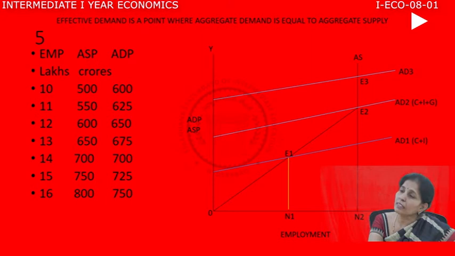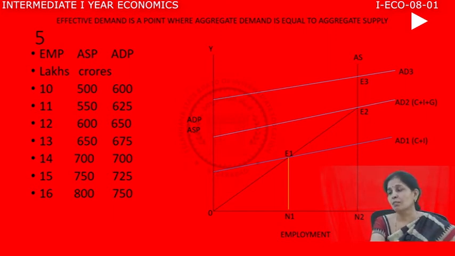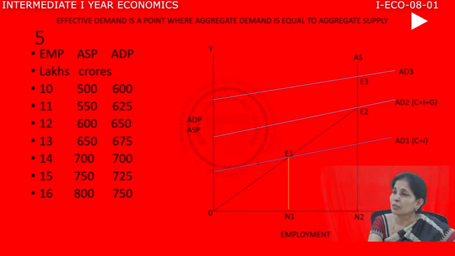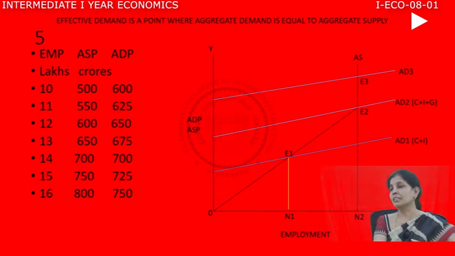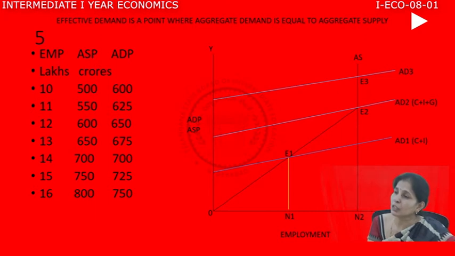Further increase in the demand, you have a shift in the demand curve to AD3, which is a new demand curve. But here, the supply remains constant at 16 lakhs of employment with 800 as ASP. There is no further increase in the supply of output or supply of goods and services. Thereby, any increase in the demand beyond the E2 point, we say that it is inflation. There's a possibility of price increases because supply is not matching its demand.